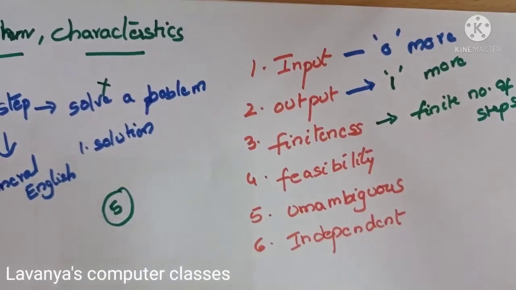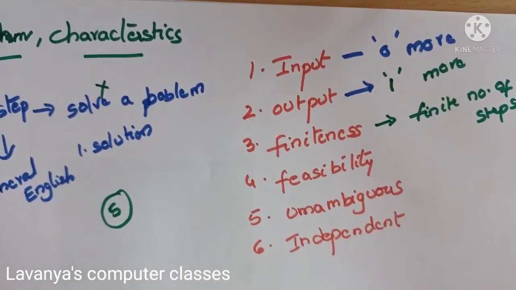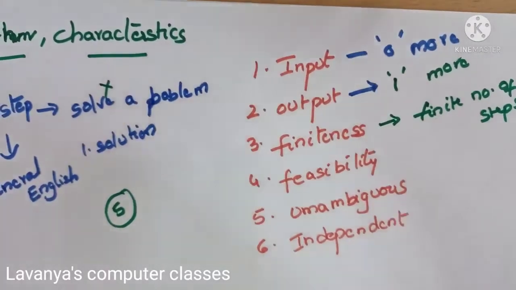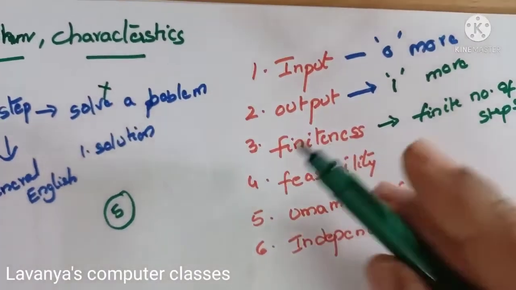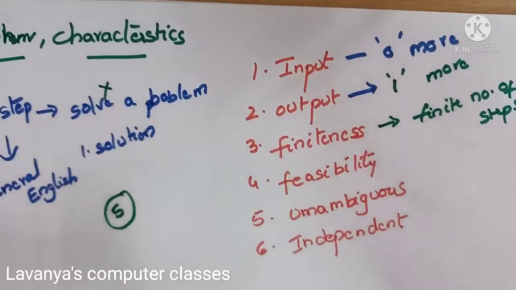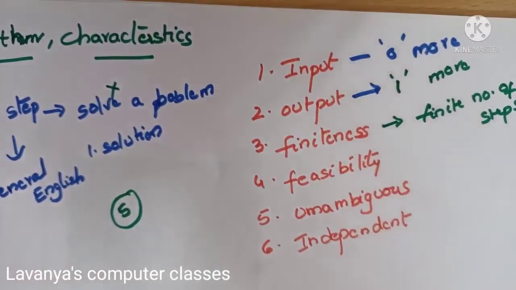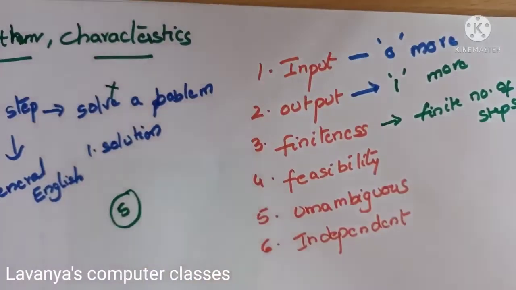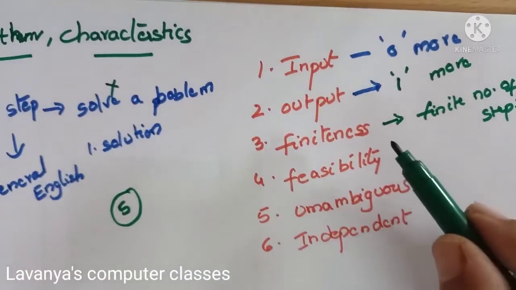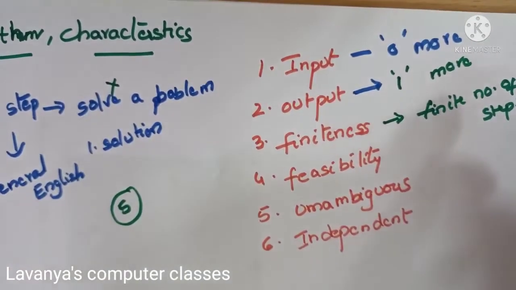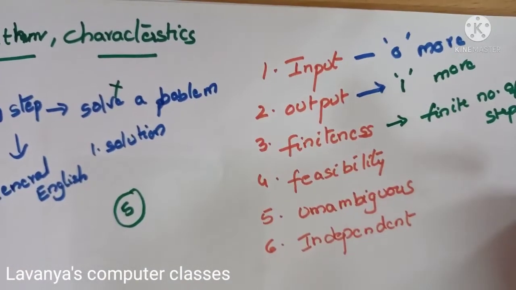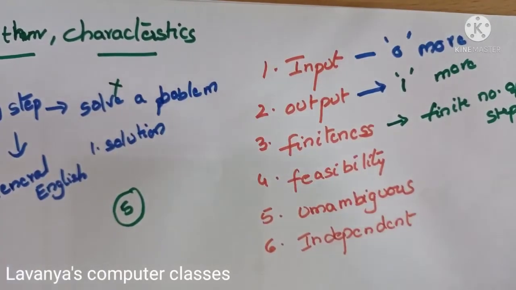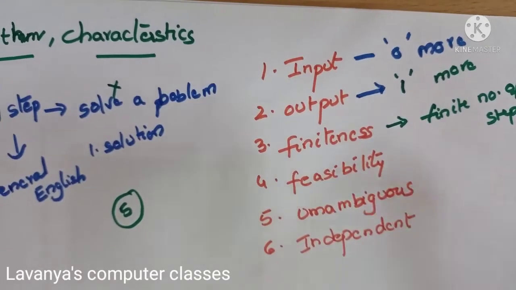Next one is feasibility. What is the meaning of feasibility? If we are writing any algorithm, we need some inputs also. Whatever resources we use, all resources should be available resources only. Feasibility means it should be feasible with only available resources.